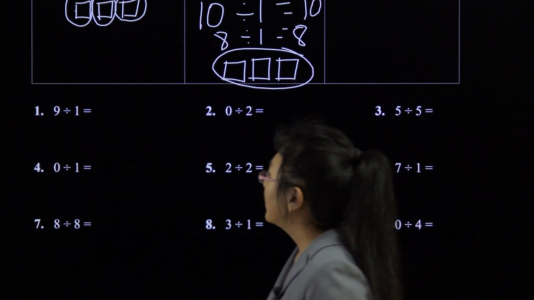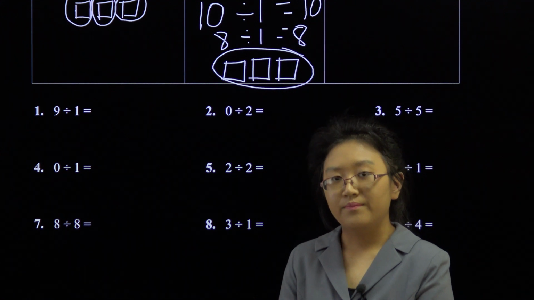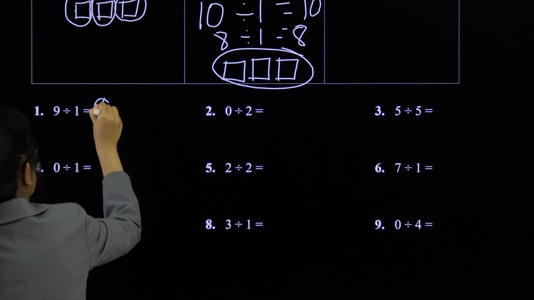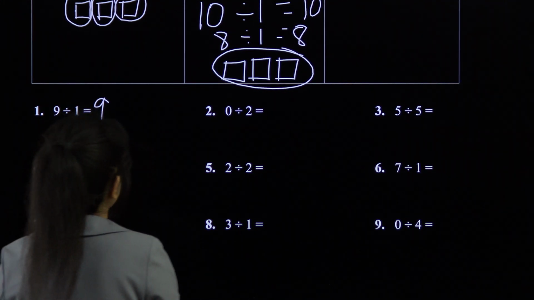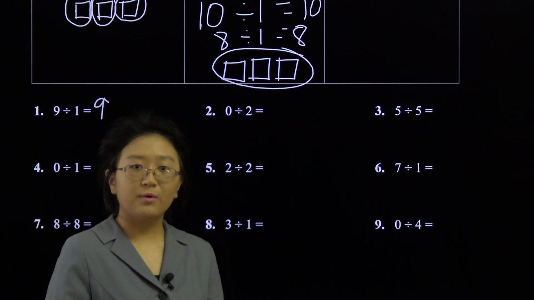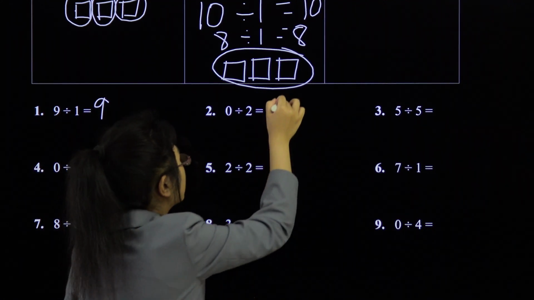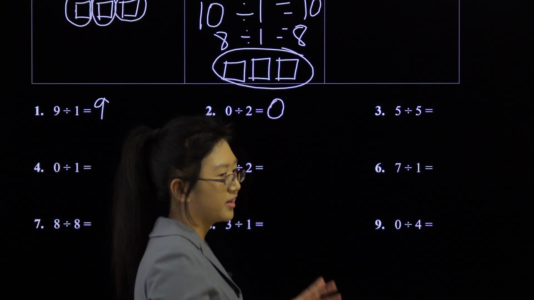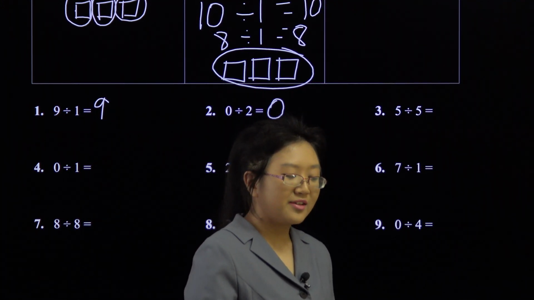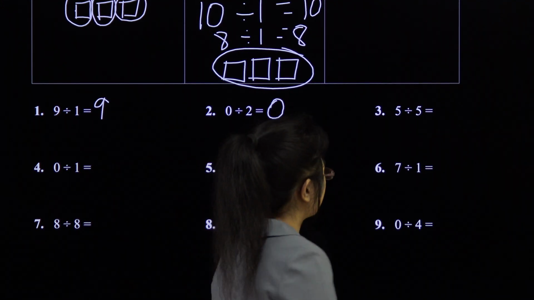Let's do some practice. 9 divided by 1. Anything divided by 1 is that thing itself. So 9 divided by 1 is 9. 0 divided by 2. 0 divided by anything is equal to 0. Well, anything except a 0. 5 divided by 5. Anything divided by itself is equal to 1.